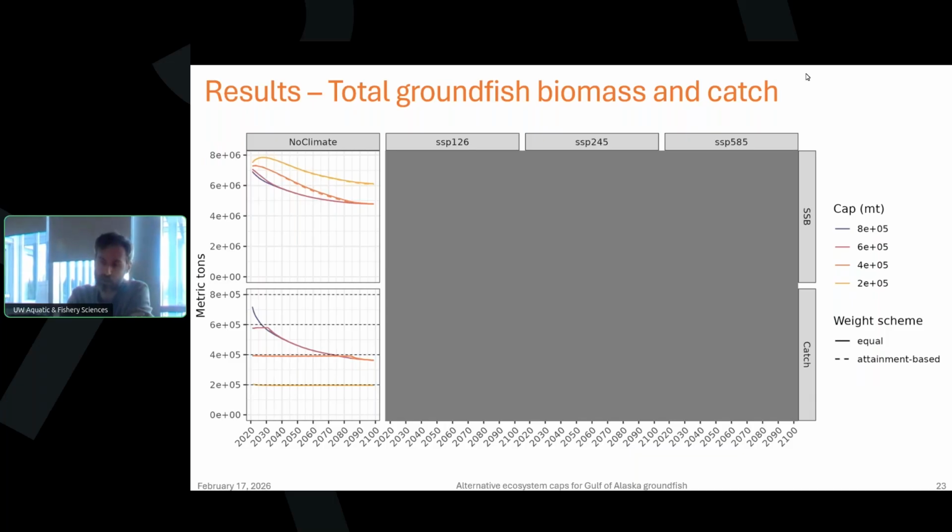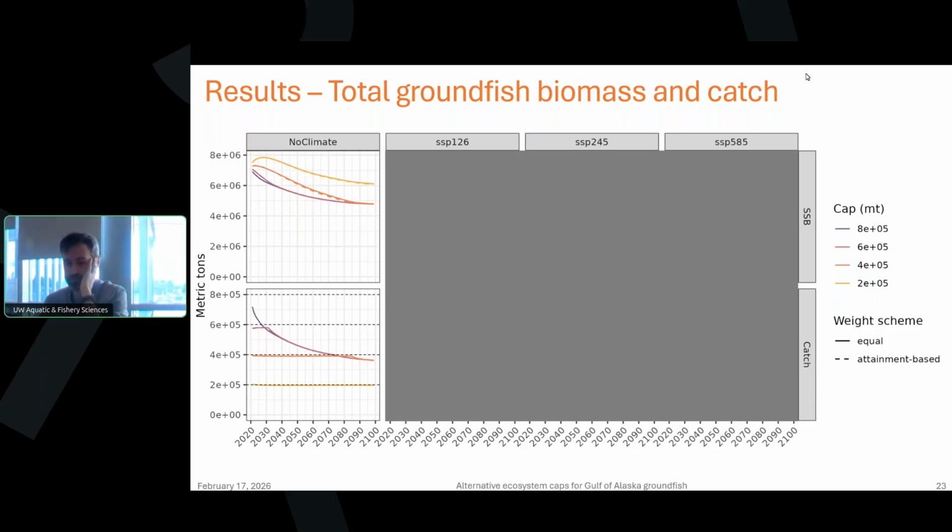You're looking at the total groundfish complex level here, and there are two things to take home. One is that applying the stricter caps forestalls the decline and keeps biomass stable for slightly longer. Eventually, three of them end up in the same place by the end of the run, and the strictest cap of them all still remains higher than the others.